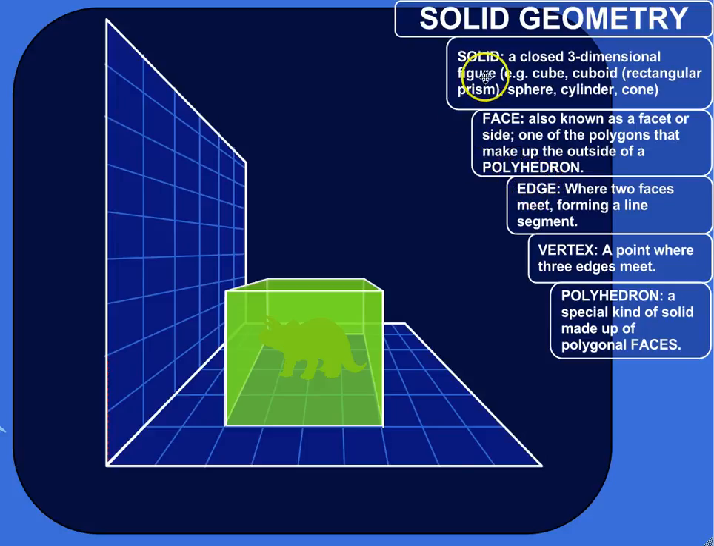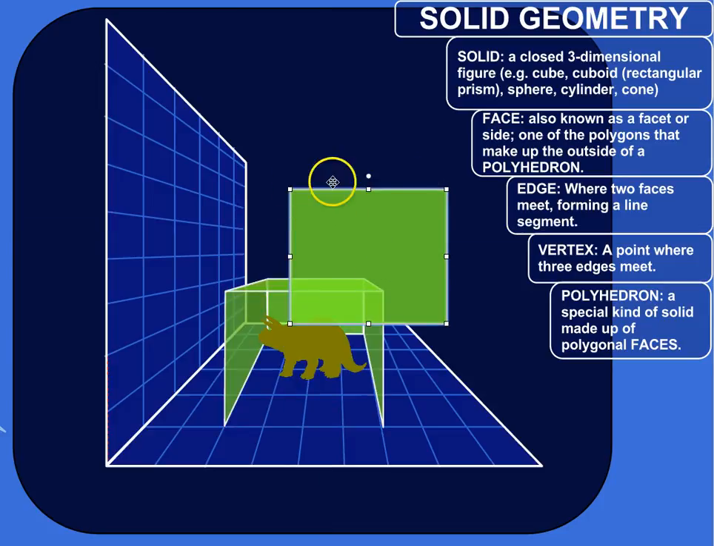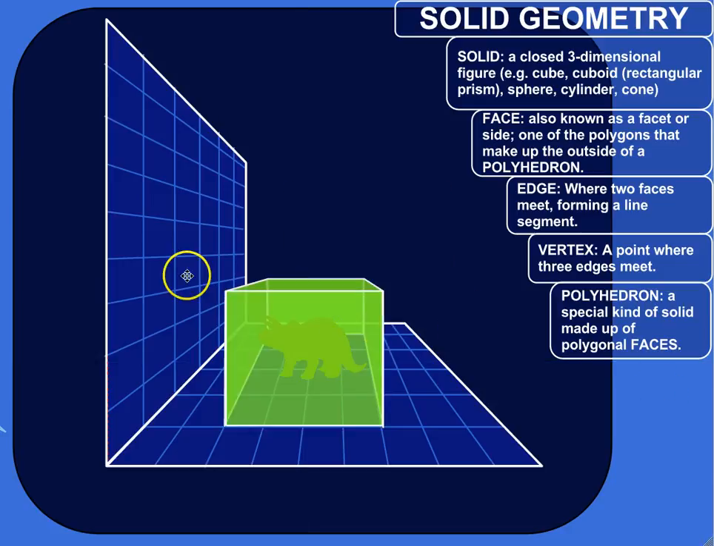These are all solids. All right, and there's a special type of solid called a polyhedron, and that is a solid that is made up of faces that are polygons. So this is actually a polyhedron. So its faces are polygons. So here's one of its faces, and that's a polygon. It's a closed two-dimensional shape bounded by straight line segments. So that's a polygon, and it's one of the faces that make up this whole figure. So this would be a polyhedron.